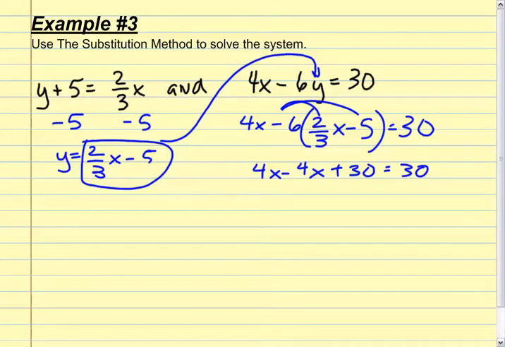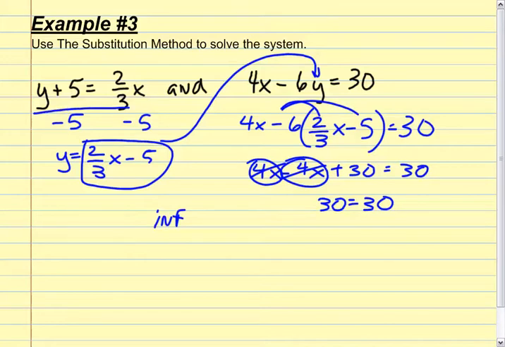Then the 4x's cancel out. What am I left with? 30 equals 30. And what does that mean, Steele? Exactly. Infinite solutions. That means that any solution for this first equation will also be a solution for the second equation. When I get a true statement like that.